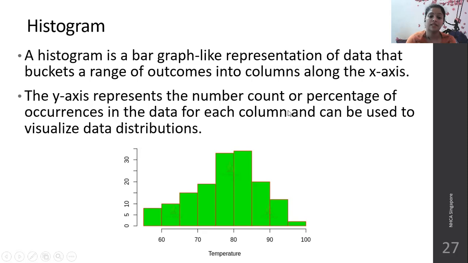The y-axis represents the count or percentage of occurrence in the data for each column and can be used to visualize the distribution. This is how the y-axis and x-axis are set up. On the x-axis, outcomes will be represented, and the y-axis will represent the count.